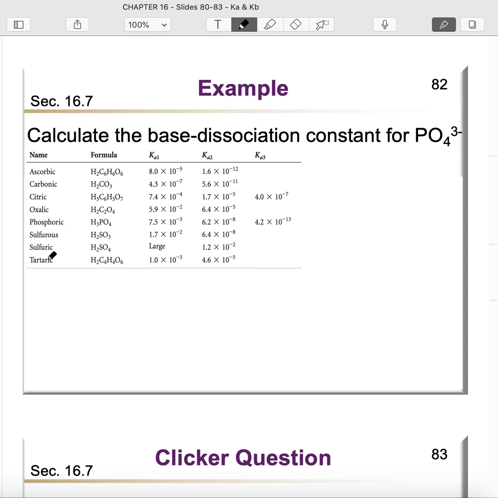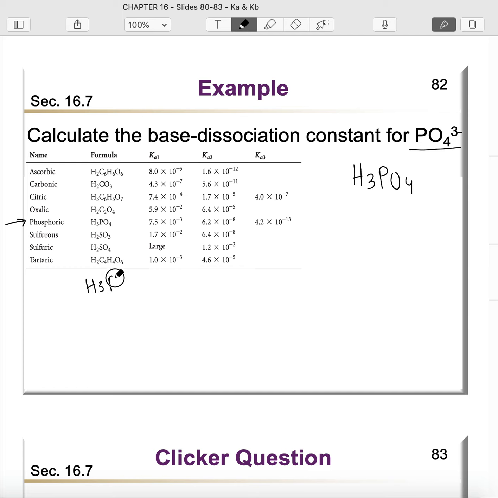Each of the Kas is representative of one dissociation, either the first, the second, or the third dissociation, if the acid happens to have 2 or 3 acidic hydrogens. In this particular case, we know that the phosphate ion comes from the acid phosphoric acid, H3PO4. So we're going to look for that in the table, and here it is, phosphoric acid, H3PO4. Notice that that one has three Kas, and so which one are we going to use to find the base dissociation constant for phosphate?